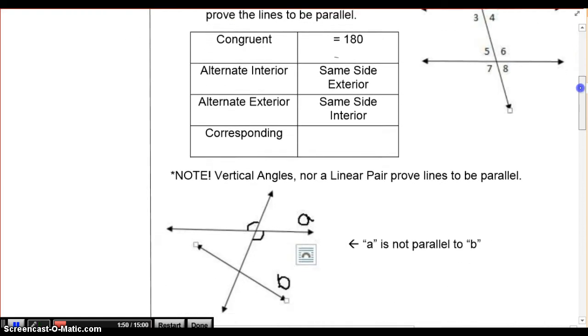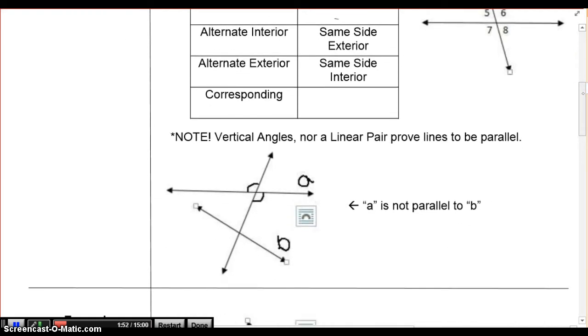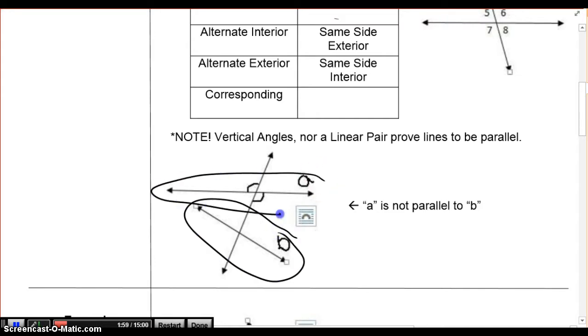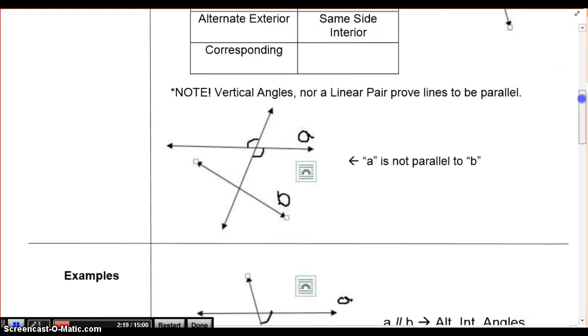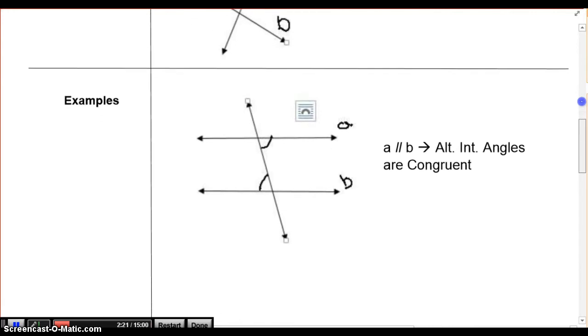And here's proof. Right there, look at this. We can clearly see here that line B will eventually run into line A. Thus, they are not parallel. But look, these are vertical angles. These vertical angles right there have no bearing on whether or not A and B could be parallel. So with that being said, let's look at some examples of what you're going to be seeing in the near future.